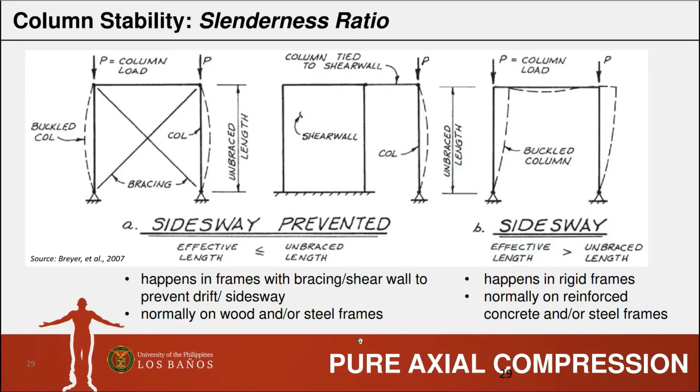Meanwhile, when side sway will occur, as you can see here, the column loads P are applied on both columns, and there will be side sway. This occurs when the effective length is greater than the unbraced length. This normally happens in rigid frames, and normally in reinforced concrete and steel frames.